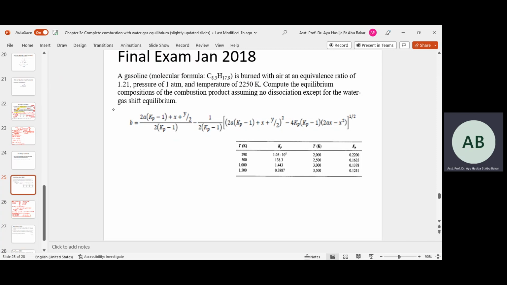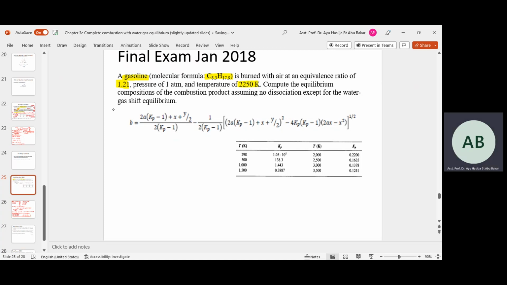Okay, how to know whether it is water gas shift reaction or not? The question will inform you. There will be a statement if this process involves water gas shift reaction. So this question gives you a fuel of gasoline with the given chemical formula, burned with air at an equivalence ratio of 1.1. Okay, this is the equivalence ratio. Pressure 1 atm, temperature 250.